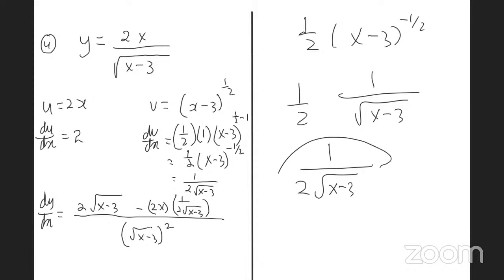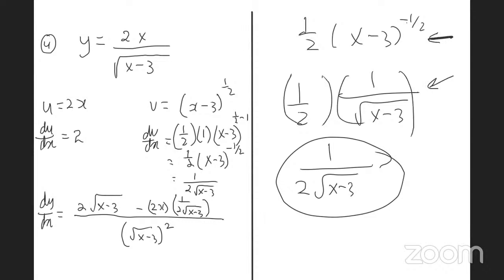So this here is my dv/dx. Do it again. All right, Christian. So when I reach here, the negative sign means 1 over. So it's 1 over the square root of x minus 3. And then I multiplied by a half, and I got this line here. So I simplified my dv/dx to 1 over 2 times the square root of x minus 3. That's okay, Christian? All right, nice.